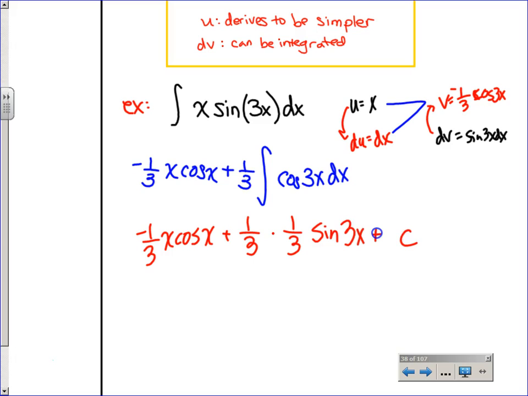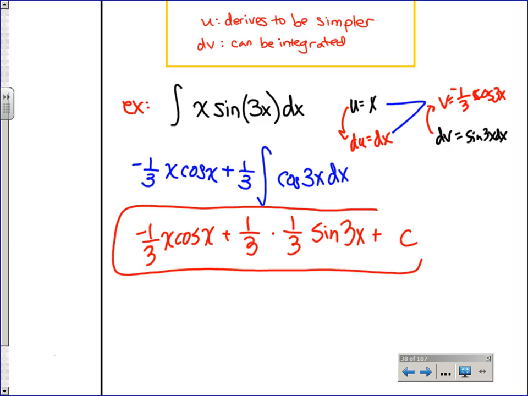If you guys are doing mental math with integration, I am very proud of you, but please, please, please be careful. You have to use the u sub.